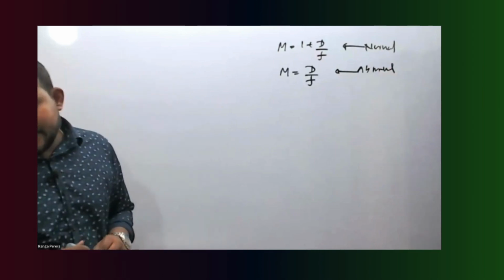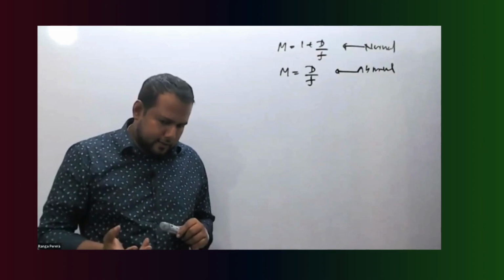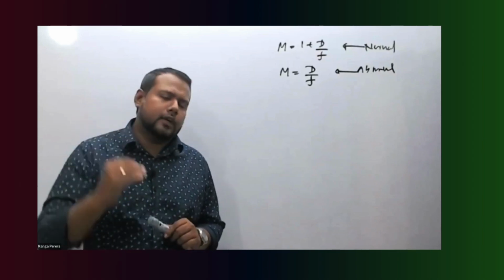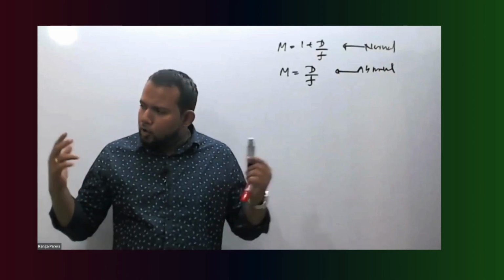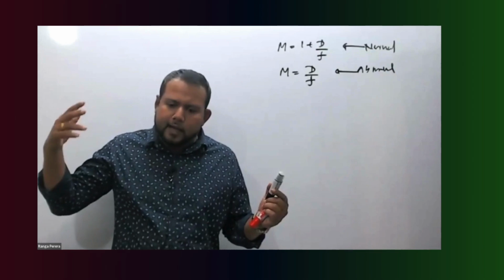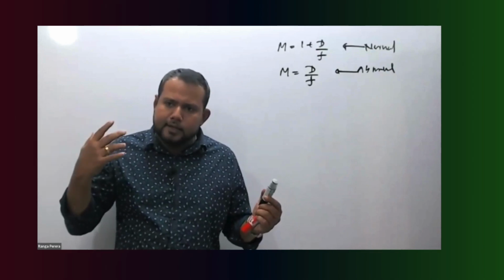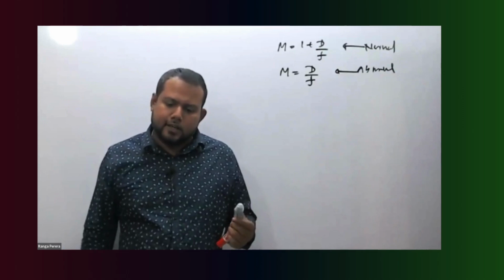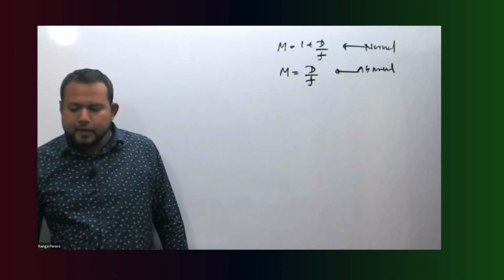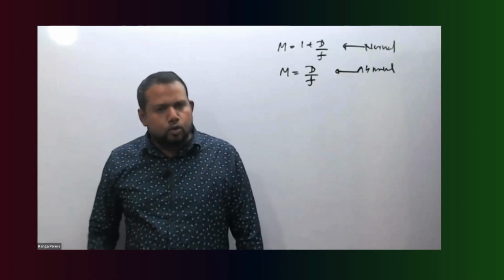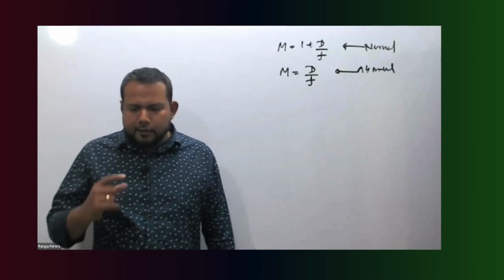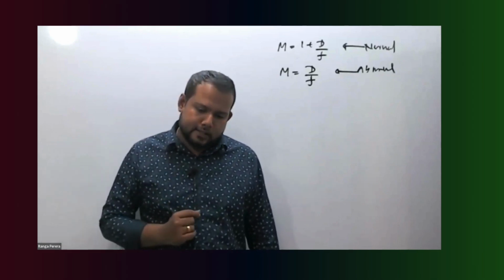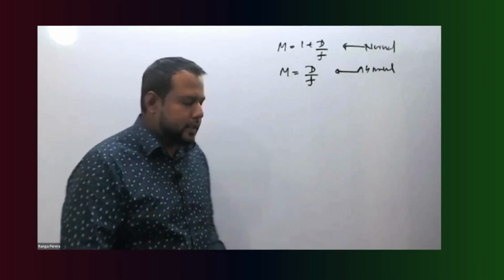So what we expect by using this kind of lens is to improve the angular magnification, to increase the angular magnification. We all like a very high angular magnification because it gives a good picture on our eye. But to improve the angular magnification, we need to reduce the focal length.